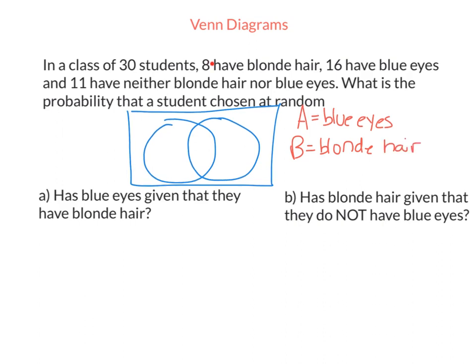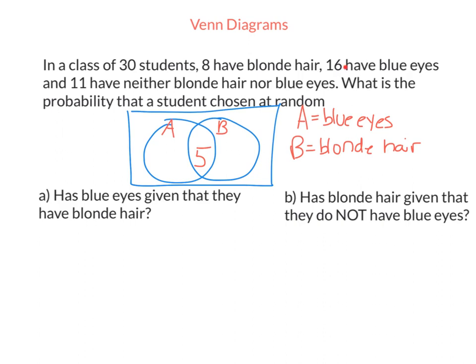Now you might be thinking, 8 plus 16 plus 11 is 35. How does that make sense? Well, that means we've overcounted by 5 because there were only 30 students. That means 5 are in both. There are 5 students I must have double counted. I counted them in the blue eyes category and the blonde hair category. So 5 go in both. When you're dealing with Venn diagrams, however many you've overcounted goes in the middle there.